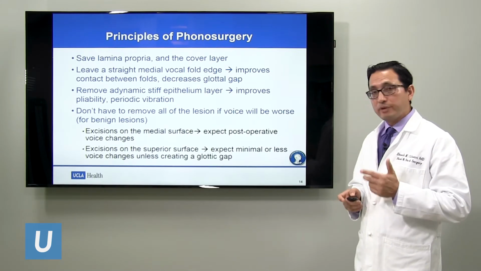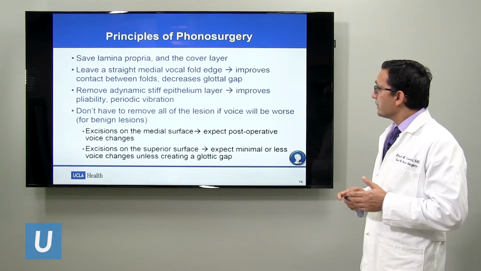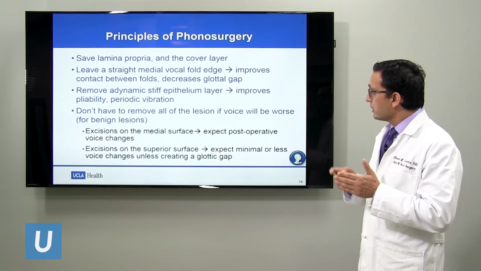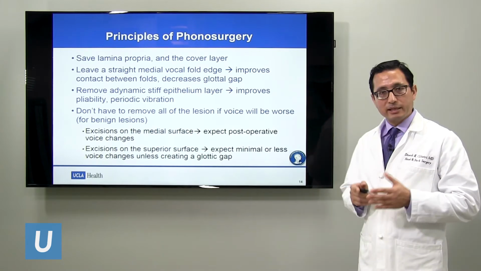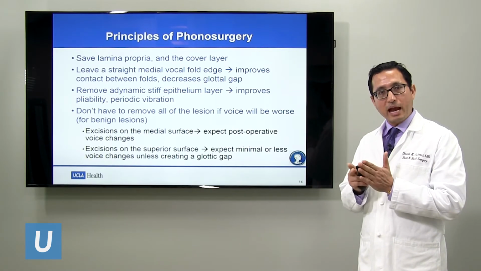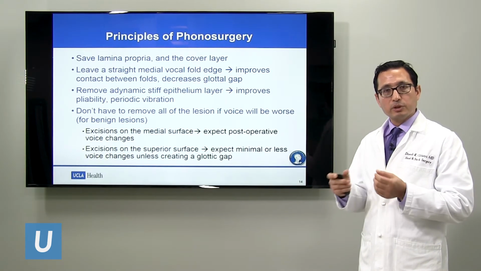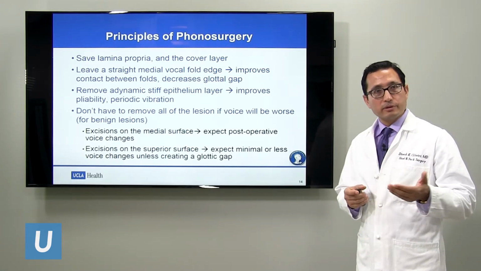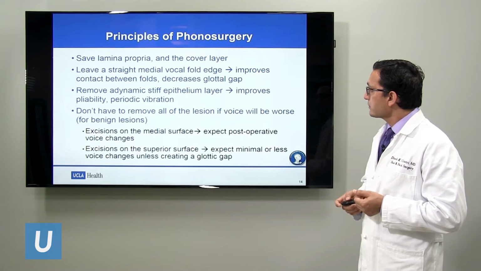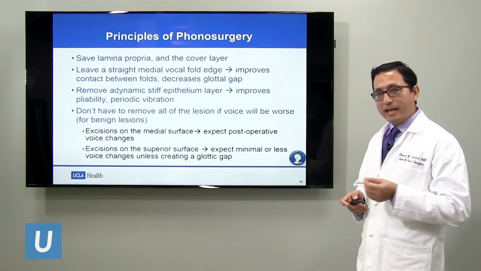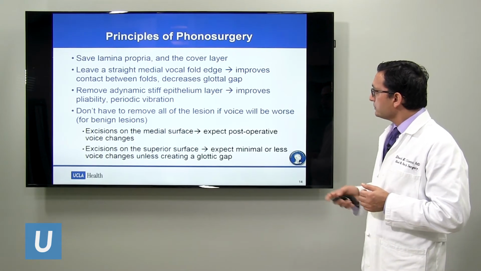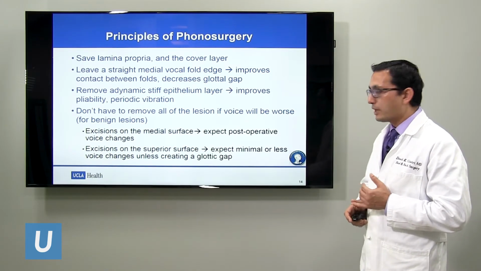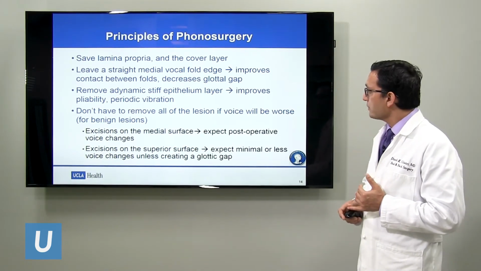Second, we want to leave a straight medial vocal fold edge because that improves the contact between the vocal folds and it decreases the glottal gap. The less gap there is between the vocal folds, the stronger and clearer the sound will be. We want to remove any adynamic or stiff epithelial layer. This improves the pliability and the periodic vibration of the larynx.